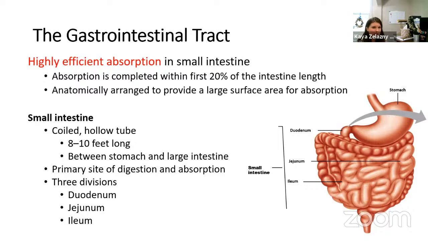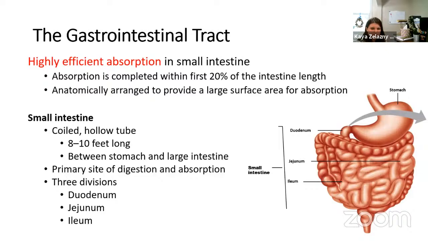Most of the absorption actually happens in the first 20% of the intestine length. And the small intestine as a whole is 8 to 10 feet long, right? So maybe the first 2 feet or so are going to be doing most of the absorption. But we have more intestine allowing for further absorption if necessary.